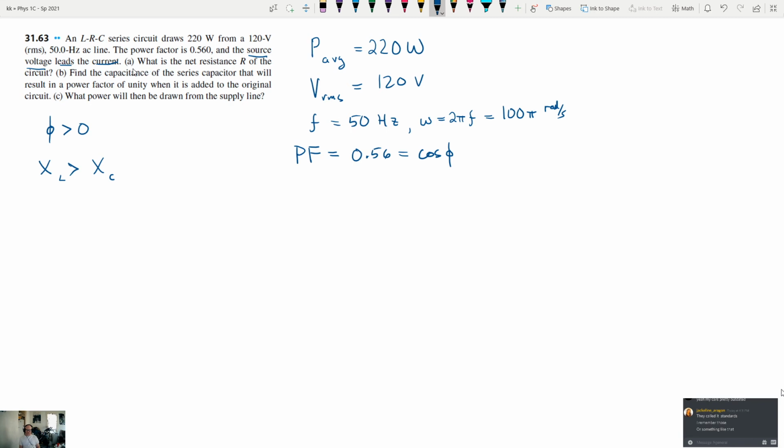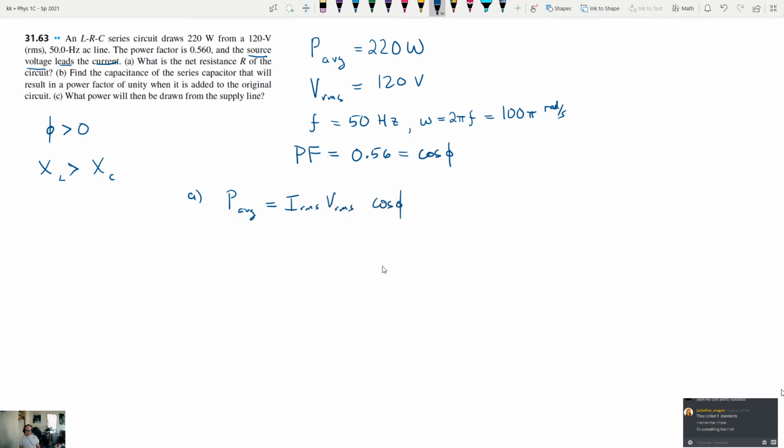Part A says, what is the net resistance of the circuit? How would we find that? What do you all think? How do we find the resistance of the circuit? How did we define average power earlier? What are the ways we defined average power? One of them was I squared R. What was the other one? The other one was I RMS times V RMS times cosine phi.